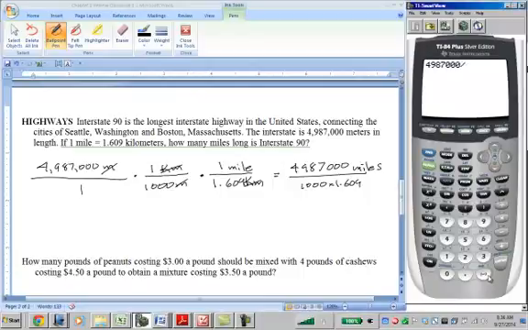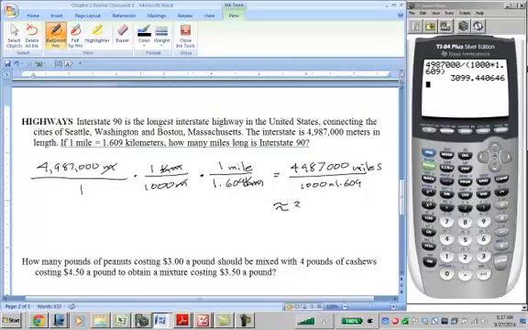So I got 4,987,000 divided by, open parenthesis, 1,000 times 1.609, and that equals 3,099.44. So it's approximately equal to 3,099 miles. I wouldn't bother with the 0.44.